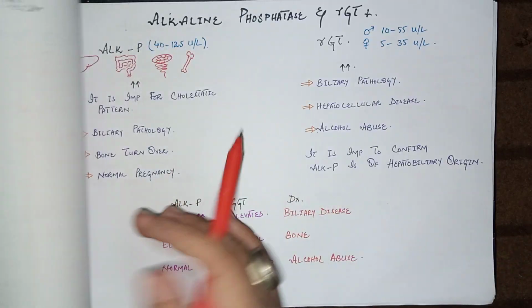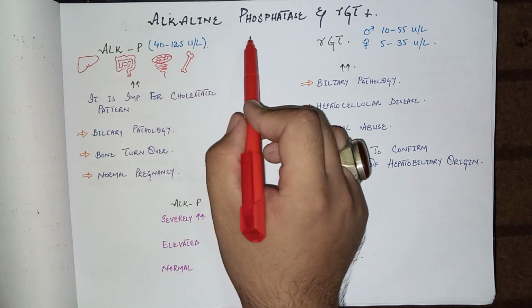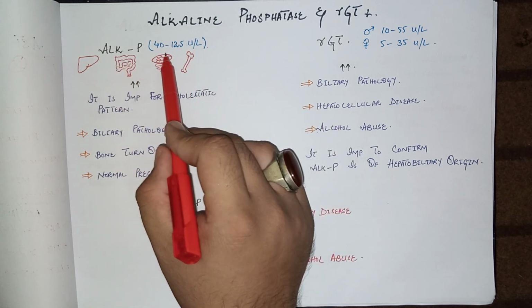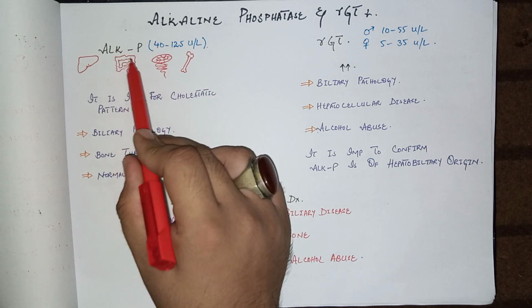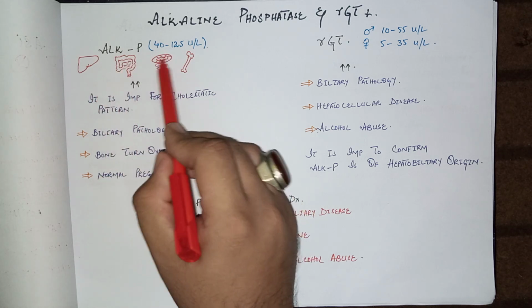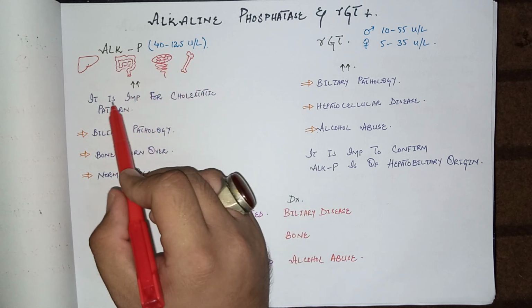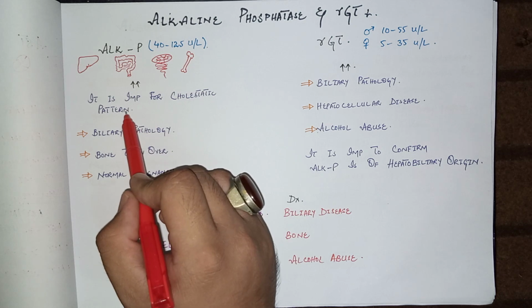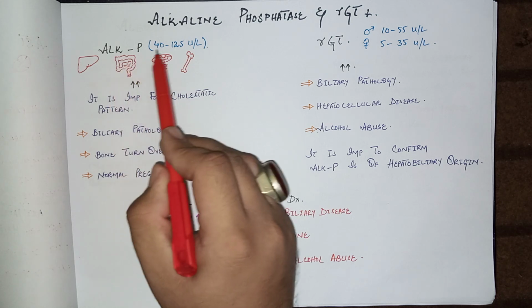Now come to the other parameters, alkaline phosphatase and gamma GT. Alkaline phosphatase normal levels are 40 to 125 units per liter. It is found in the bile canalicular membrane in the liver as well as in the GIT, placenta and the bones. So if its levels are high, it is important for cholestatic pattern, meaning obstructive pattern in the biliary tract, if its levels are elevated.